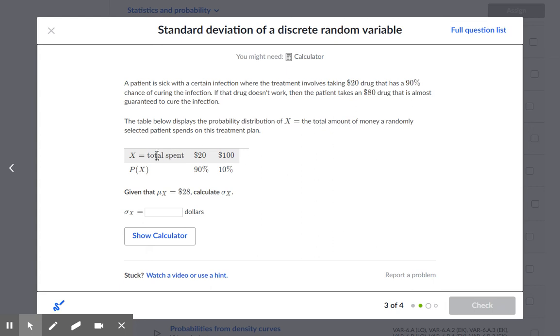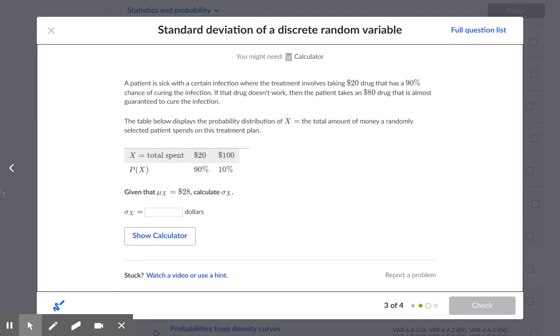So here, X is the total amount of money spent. So spending $20 on the drug that has a 90% chance of doing the trick, or $100, because if the drug doesn't work, that means the patient has already bought a $20 drug, and if that doesn't work, has to buy another $80, and 20 plus 80 is $100, and that's only a 10% chance.